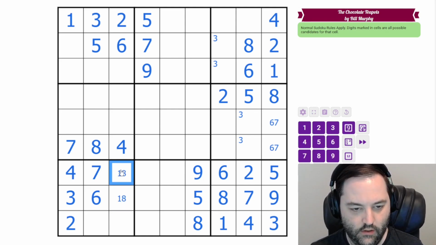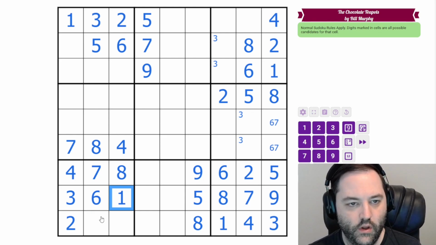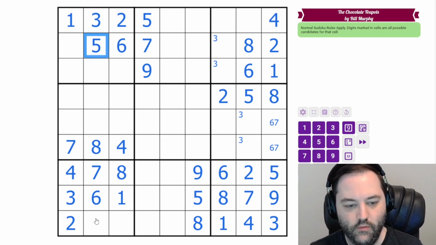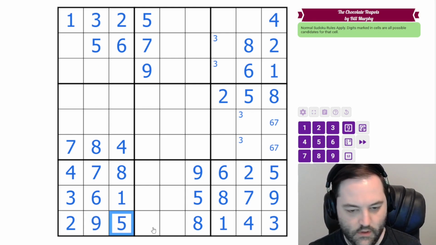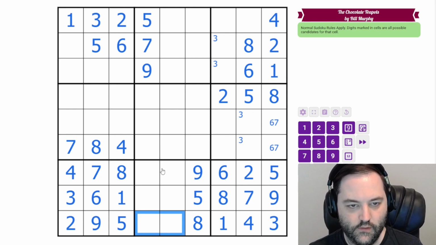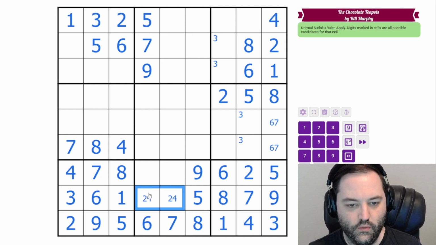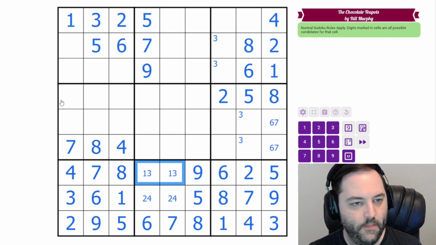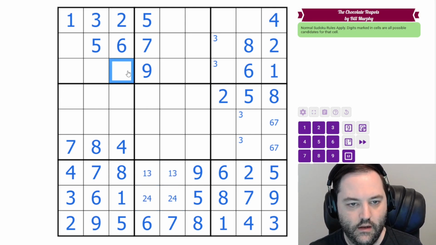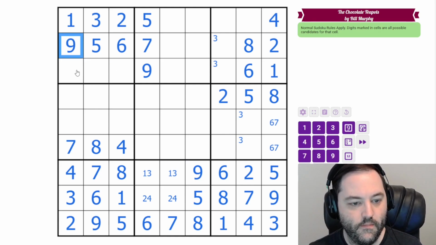In fact, there's an 8 here. So this is 8, 1. Now we need 5 and 9. We have a 5 here. These are 6 and 7. We have a 7 looking down. These are 2 and 4. These are 1 and 3. The 9, just like down here, is looking into those cells.